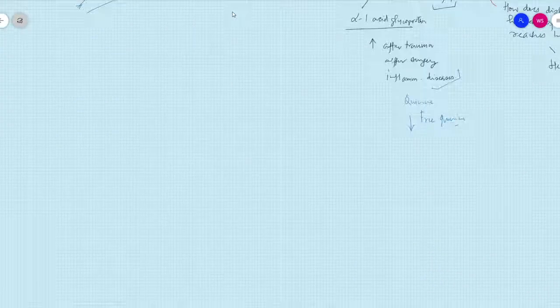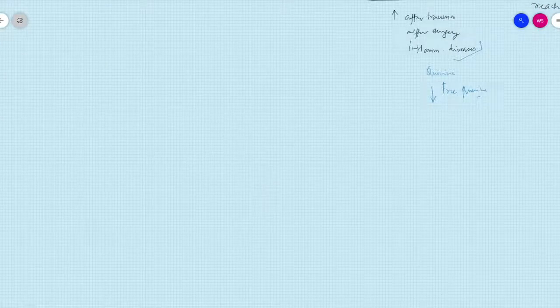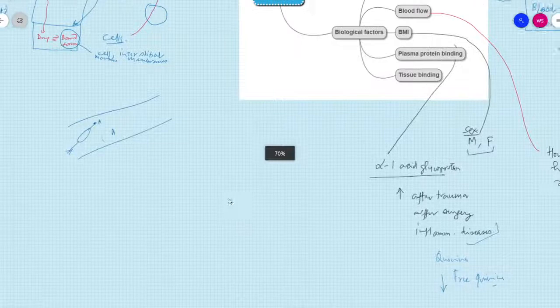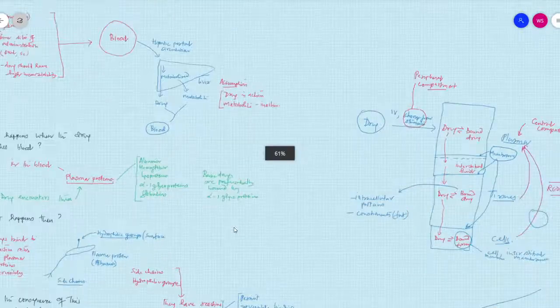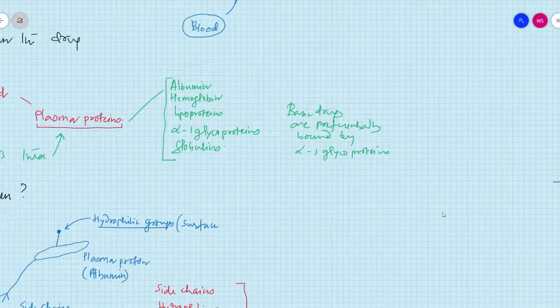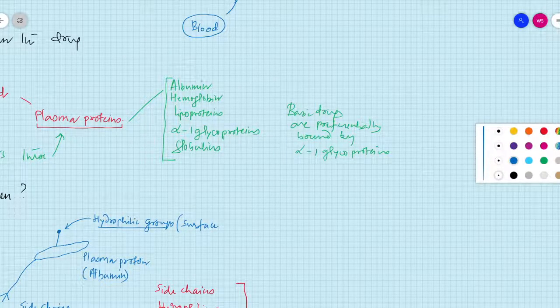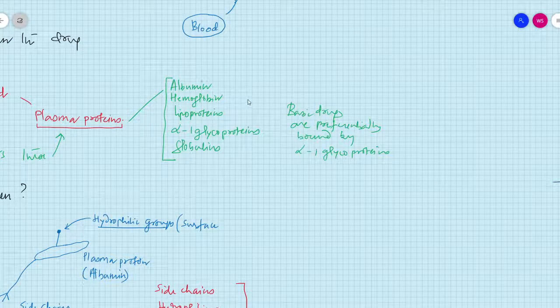Okay, so let's look again at the different types of plasma proteins that we were talking about. Plasma proteins which are responsible for binding of drugs. Okay, so now let's put in some more information. We talked about albumin binding to acidic drugs, like warfarin, penicillin, etc., that we discussed.